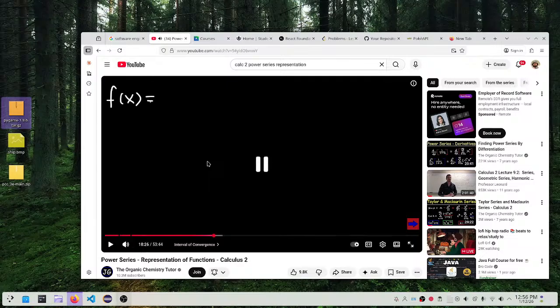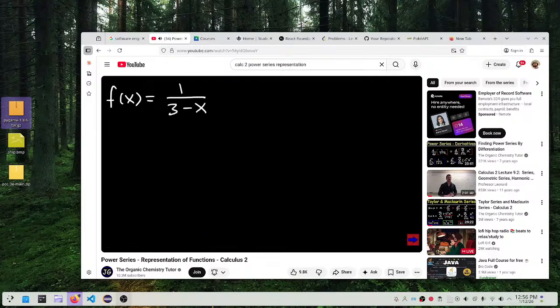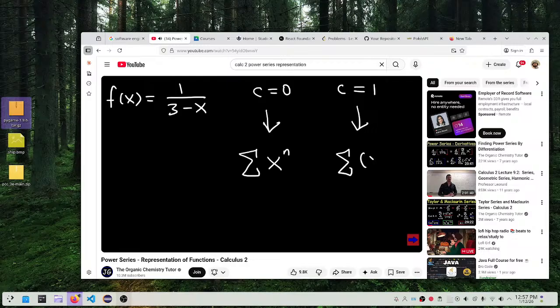We're going to have the function 1 divided by 3 minus x. And we're going to do two things. Let's write the representation of this function as a power series, where it's centered at 0 and when it's centered at 1. Now keep in mind, when it's centered at 0, you want to put it in this form, x to the n. But when it's centered at some other number, you want to put it in the form x minus c raised to the n.